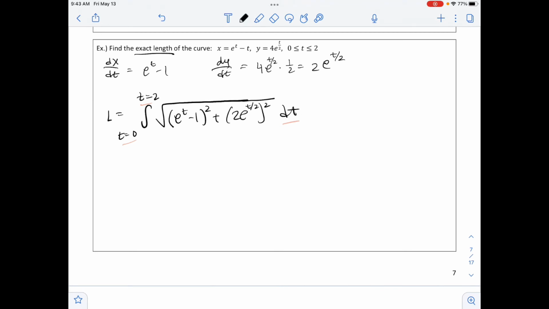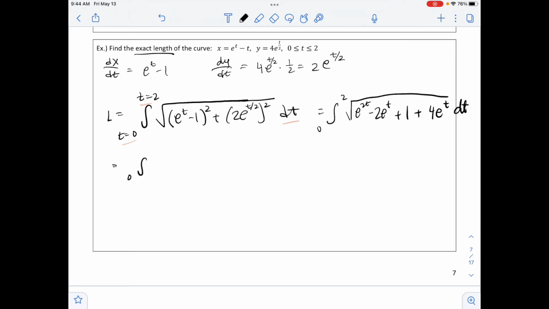So I'm going to go ahead and simplify this by multiplying these out and see if I can combine some like terms and see if I can simplify this in order to integrate it. And so from here, we have the integral from 0 to 2 of the square root of e to the 2t minus 2e to the t plus 1 plus 4e to the t dt.